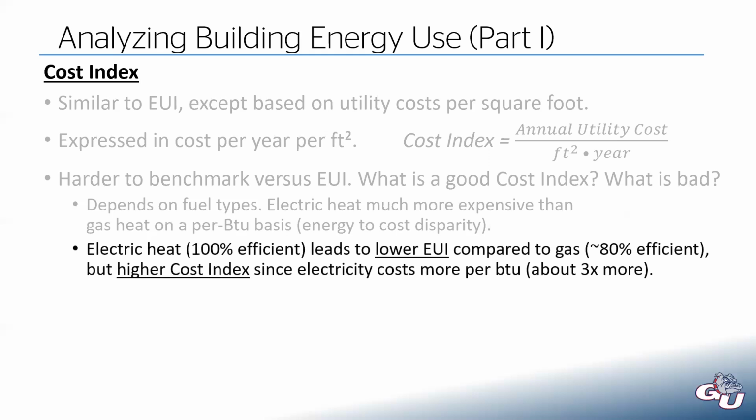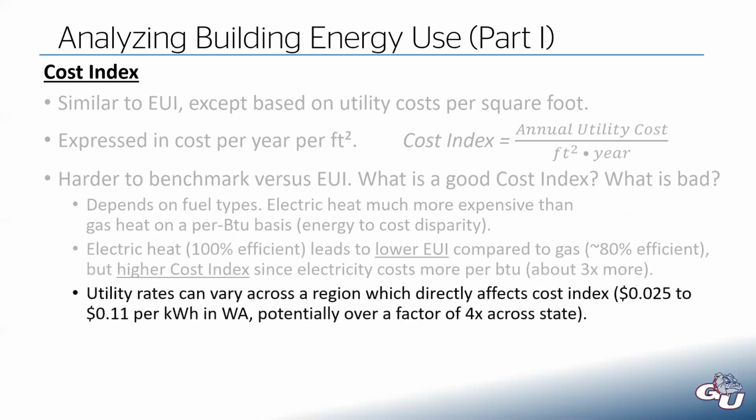Another quirk with electric heat is a 100% efficient fuel source, which will actually lead to a lower EUI compared to gas, which will be about 80% efficient. So you can get more BTUs output with electric heat compared to the input. But because electricity is so much more expensive, even though you have a lower EUI, that's going to give you a higher cost index. So that can throw off your metrics a little bit.